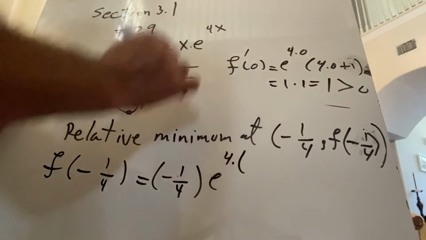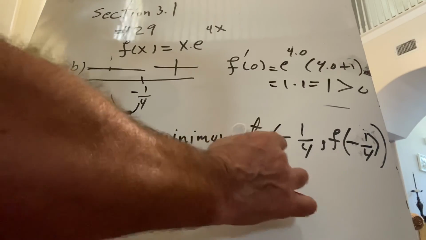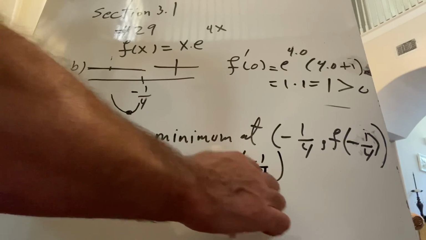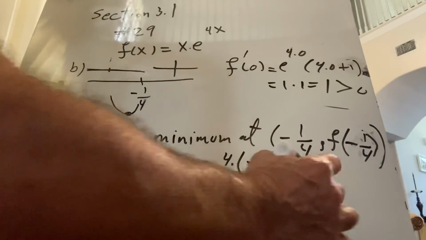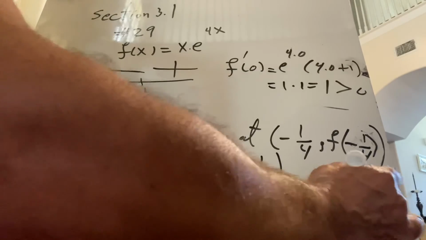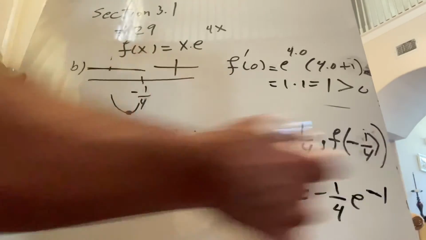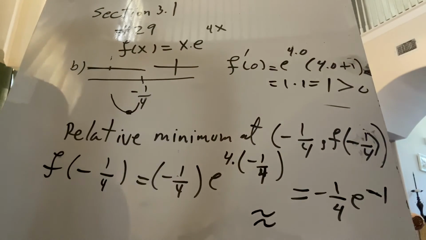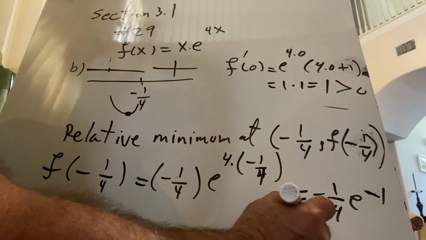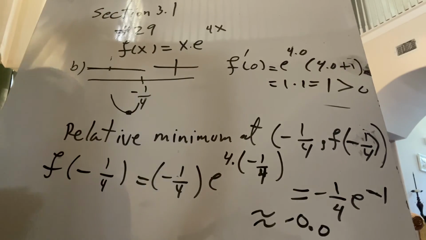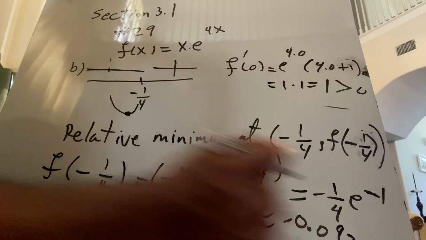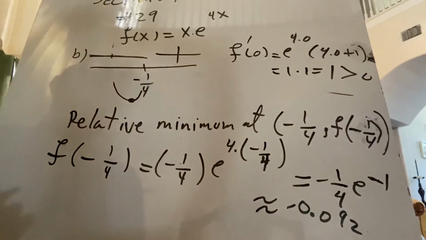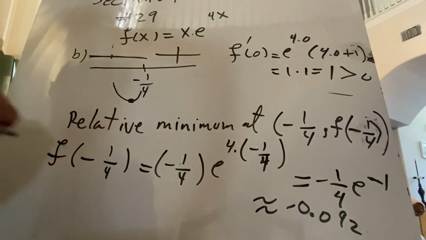So I'm just going to replace all the x's with negative 1/4, which, by the way, 4 times negative 1/4 is negative 1. So that'll just become negative 1/4 times e to the negative 1. So if you plug that into your calculator, I'm sure you'll end up with approximately, again, this is not exact, you can check that with your calculator, negative 0.092, I believe, is what I get on my calculator, okay? And that should be your y value, okay? So now we have our exact relative minimum.